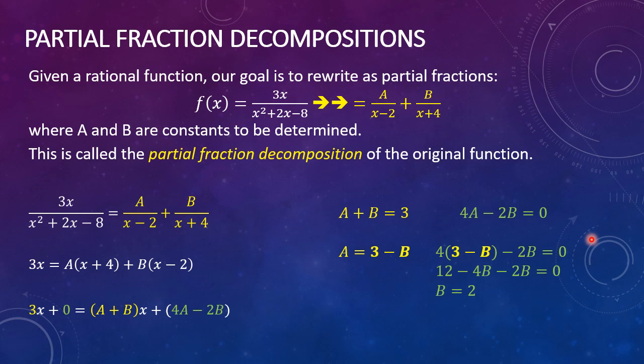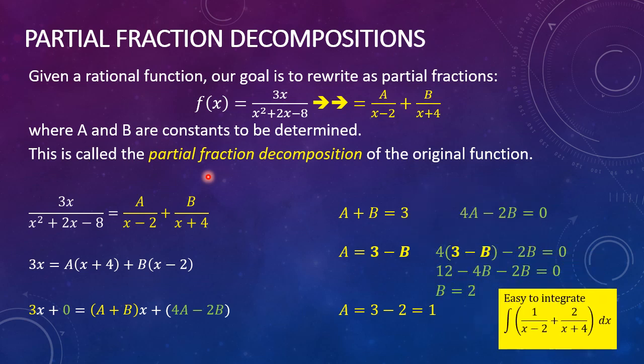At this point, we can now plug this value back into the initial equation. A equals 3 minus b, or 3 minus 2 equals 1. And now we have our partial fraction decomposition because we know what the values of a and b are. A is equal to 1 and b is equal to 2, which we already knew, but again, I wanted you to see the process of how we get there. And this is a very simple expression to integrate.